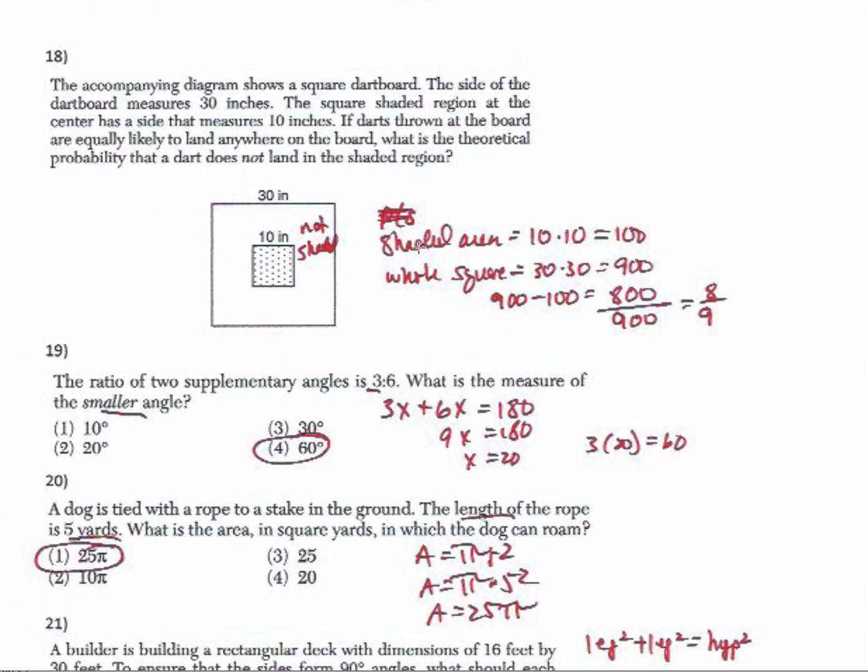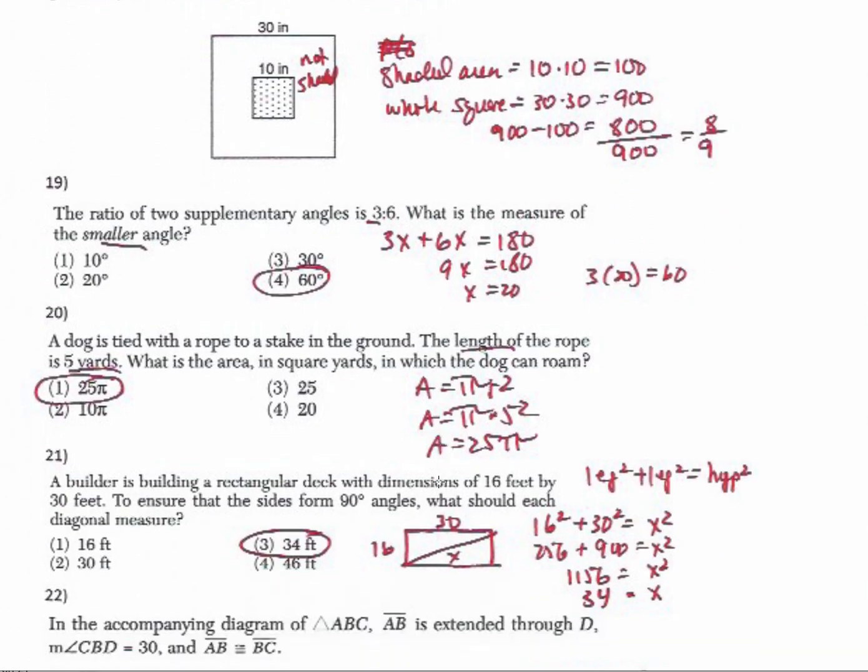The ratio of two supplementary angles is 3 to 6. What's the measure of the smaller angle? Supplementary means adds up to 180. As soon as they give me a ratio, I'm thinking 3x and 6x. So 3x plus 6x is 180. 9x is 180, dividing by 9, I get that x is 20. But they don't want x. They want to know the smaller angle. That's 3 times x, which is 20. 3 times 20 is 60.